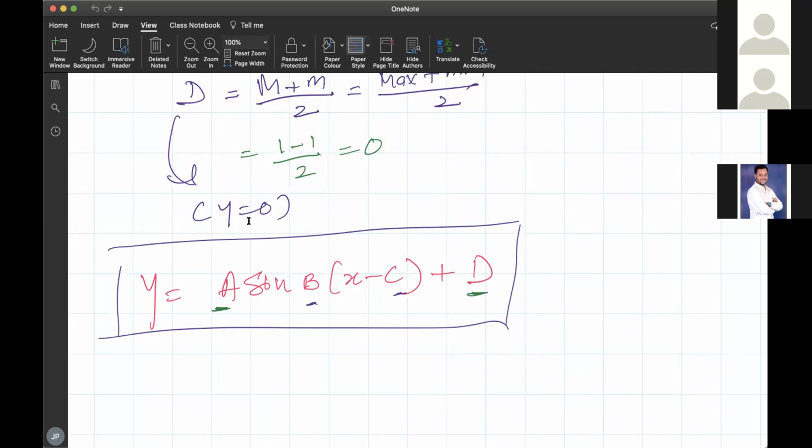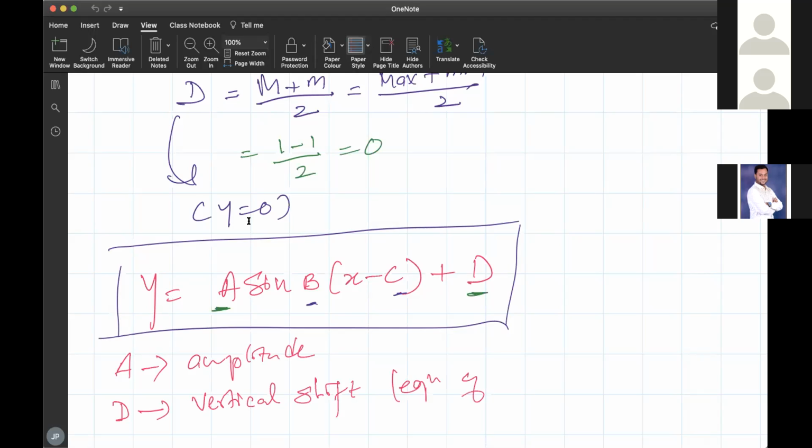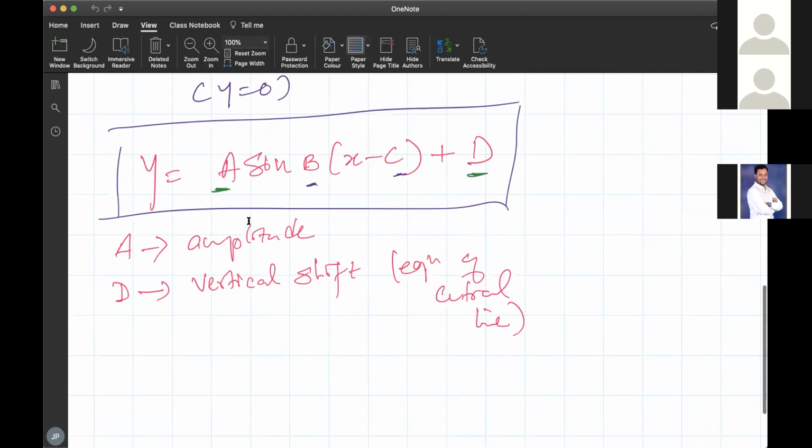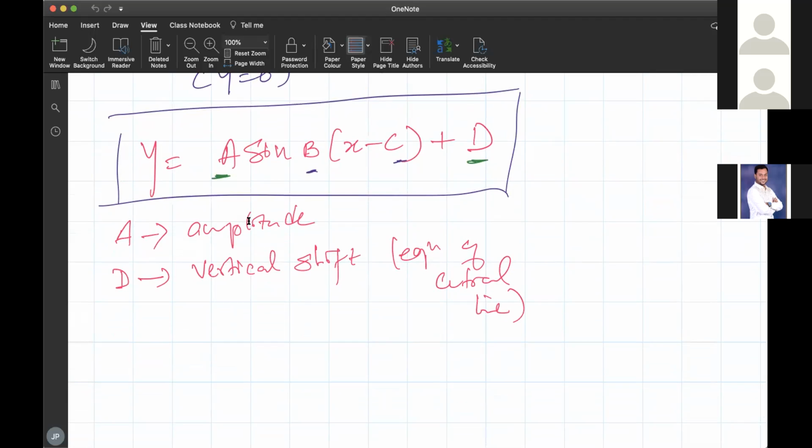Now, let me first define what B and C are. I'm going to write each of them down together. A is the amplitude. D gives us what we call the central line or the vertical shift. It also gives us the equation of the central line. That idea of the central line is important. And remember, you need to try and do these things even without a calculator sometimes. Your calculator you can use to check your answers.